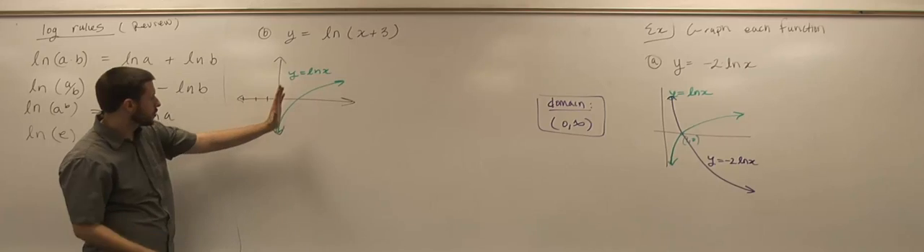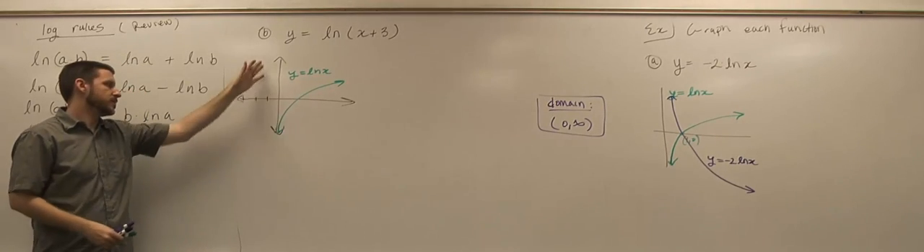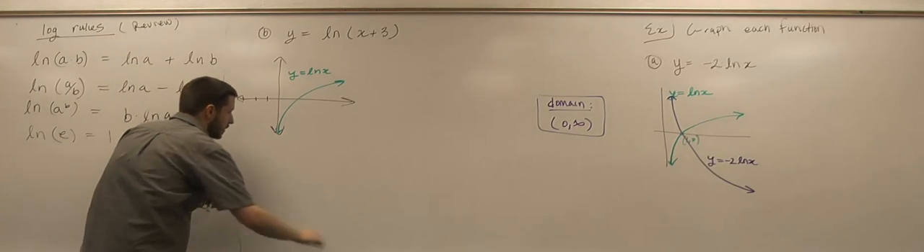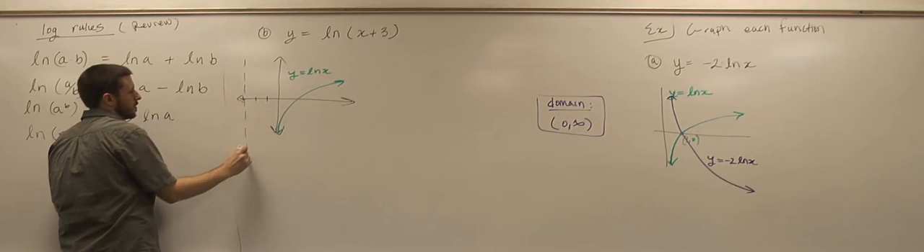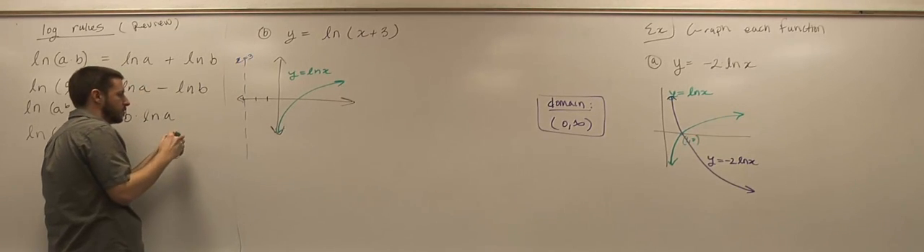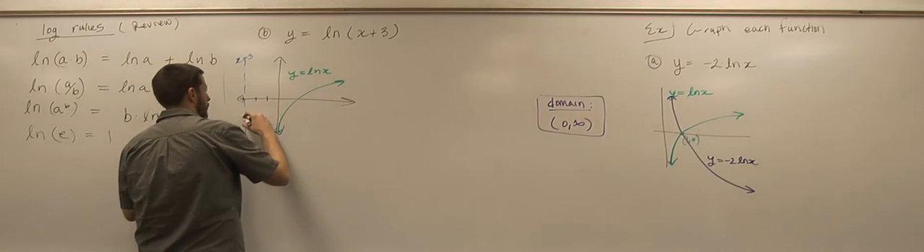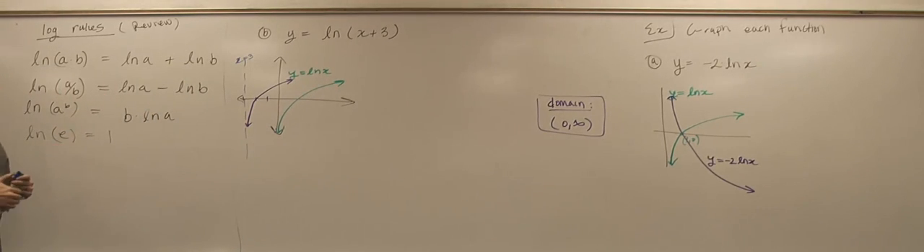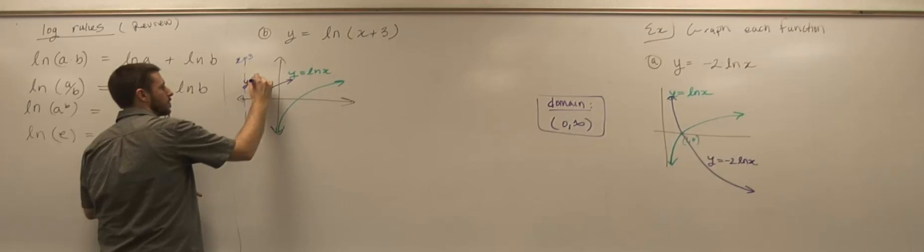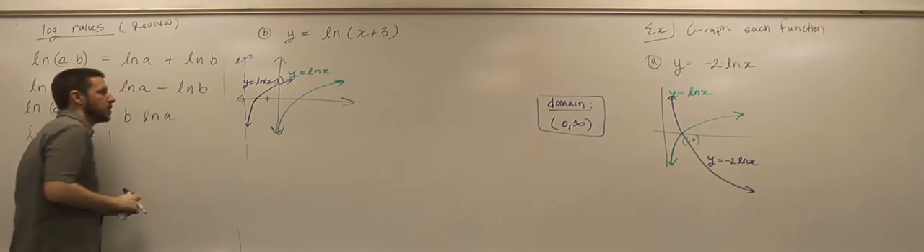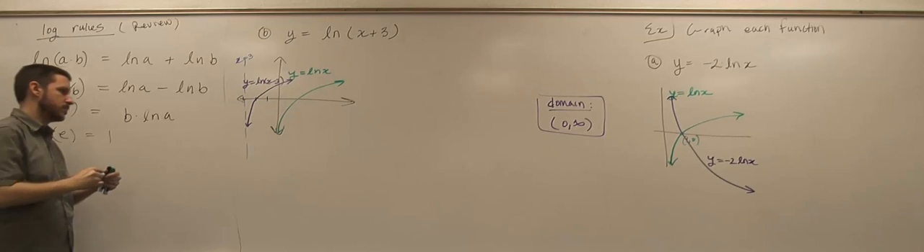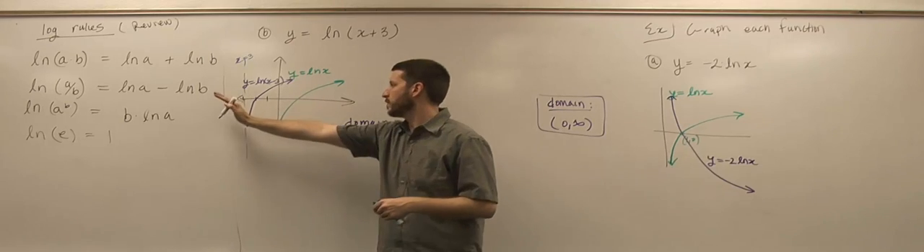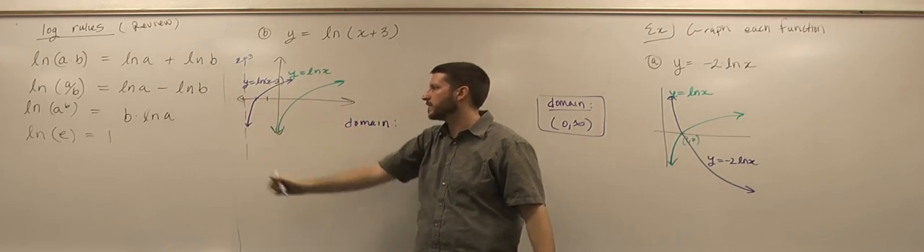Which means your vertical asymptote should really be labeled now. I was not labeling it because it happened to be on the axis, but I should really label it. So at x equals negative 3, I have a vertical asymptote, and then I draw the same curve. Domain? Negative 3 to infinity. Right, we've shifted over 3 to the left, so my graph now cuts off at negative 3.